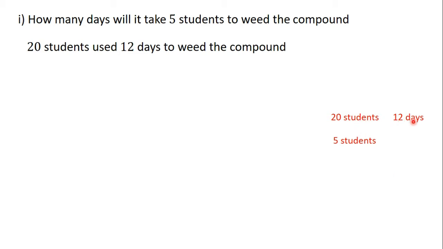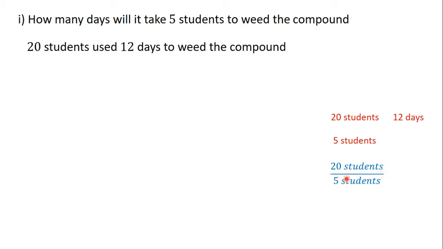20 students used 12 days to read the compound. 5 students, would they need more than 12 days or less than 12 days? If you think about it, you will see that the 5 students will need more than 12 days. From our principle, if more, then less will divide. So we are going to use these two to form a fraction. And in the fraction, the lesser one will divide because 5 students will give us more. Between 20 students and 5 students, 5 is less. That means that in our fraction, 5 students will be the denominator and 20 students will be the numerator.